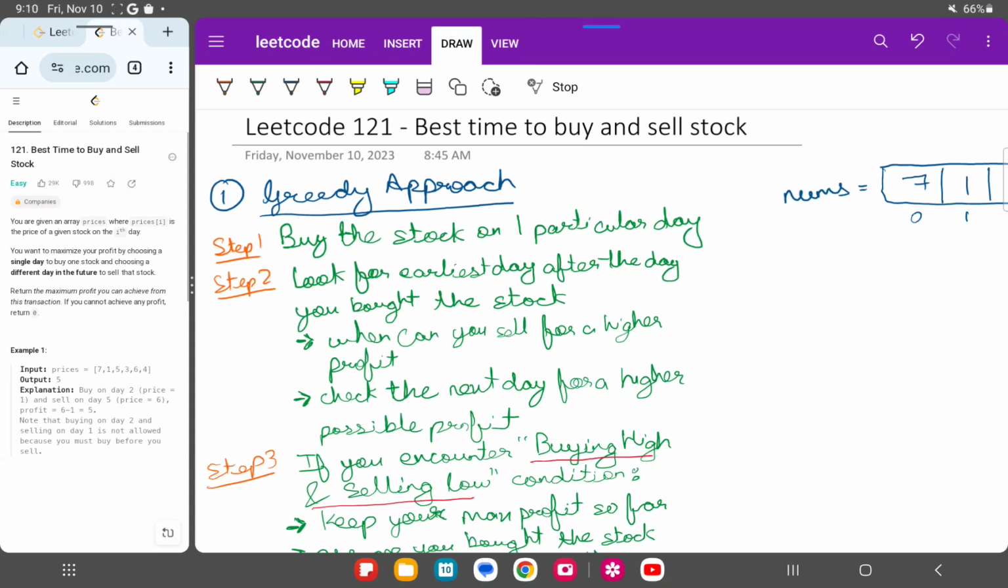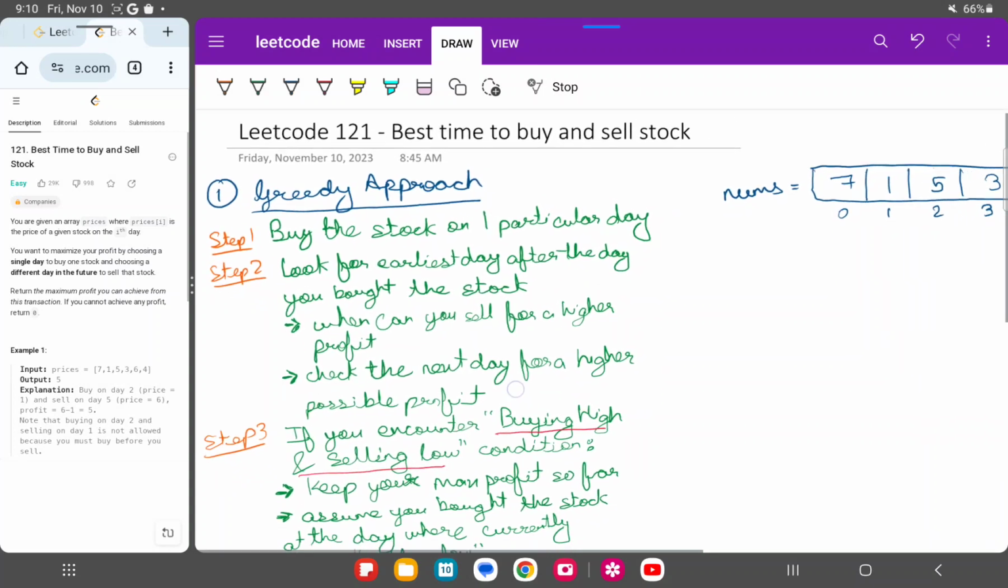So the question is simply of trading: if you buy at one day and you sell at another day, what is the maximum profit that you can get from the given days? For this we're going to be using a greedy approach, just exactly how we usually trade. So what is the approach?